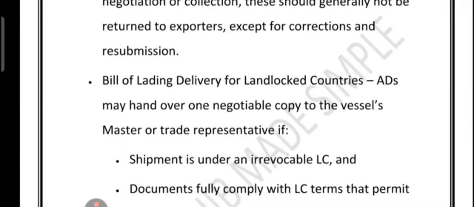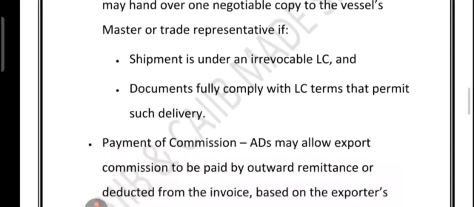Next point is that for landlocked country, sometimes the bank can give one negotiable bill of lading to the ship captain or trade representative, right? For landlocked country, the bank can give one negotiable bill of lading to the ship captain or trade representative, but only if it is under an irrevocable letter of credit and all the LC conditions are met. Right? So this is a very important part.